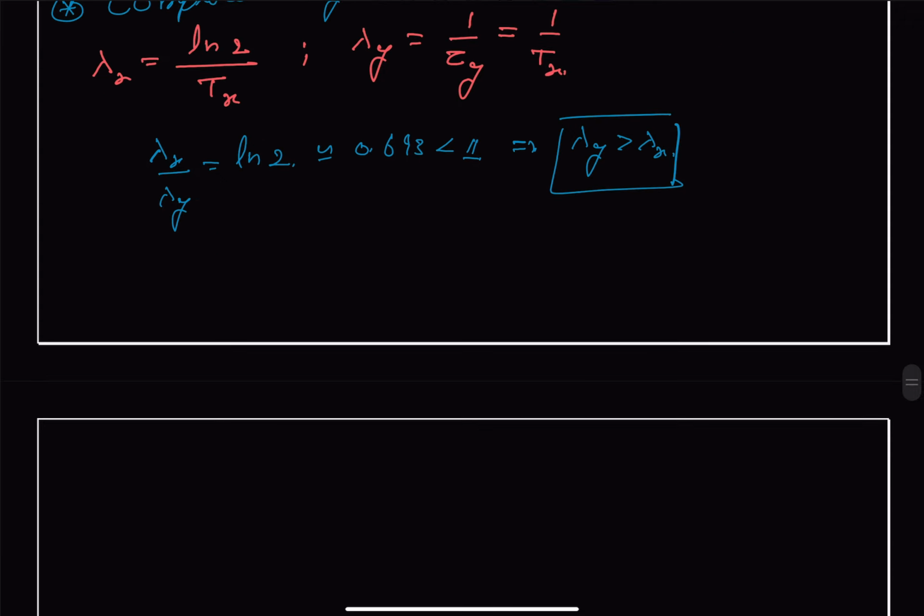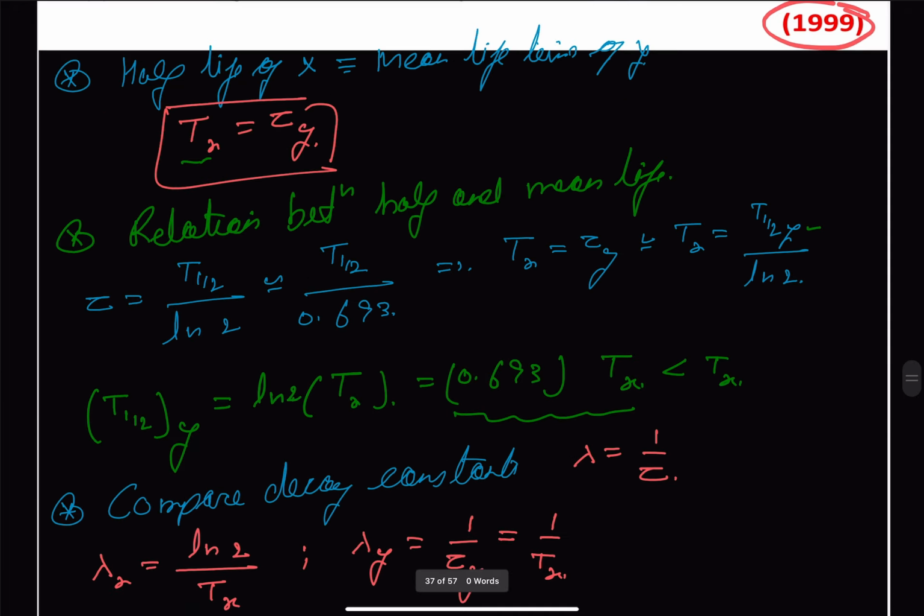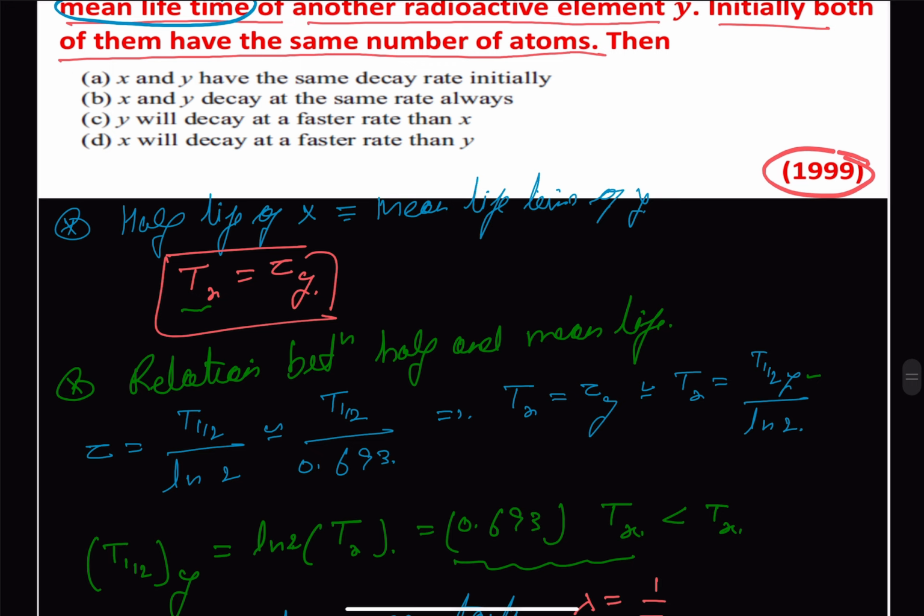Therefore element y decays faster than x. So y decays faster than x, so option C is correct.